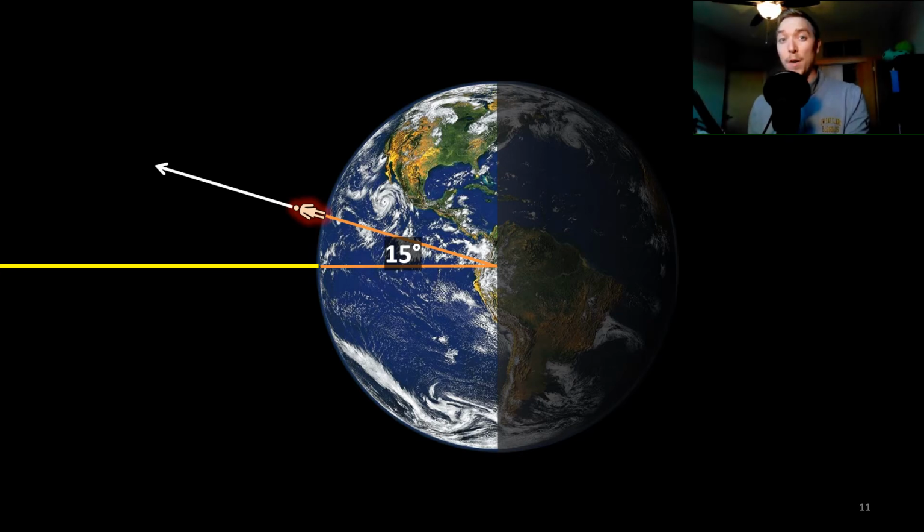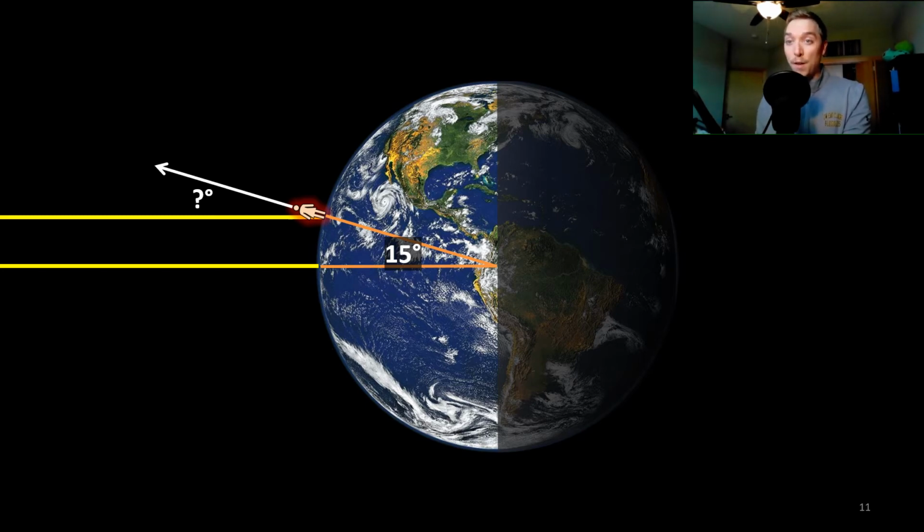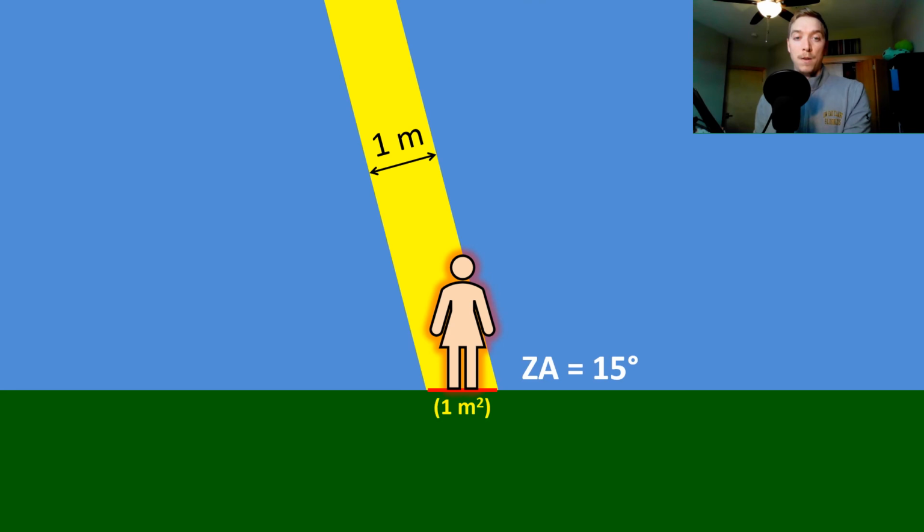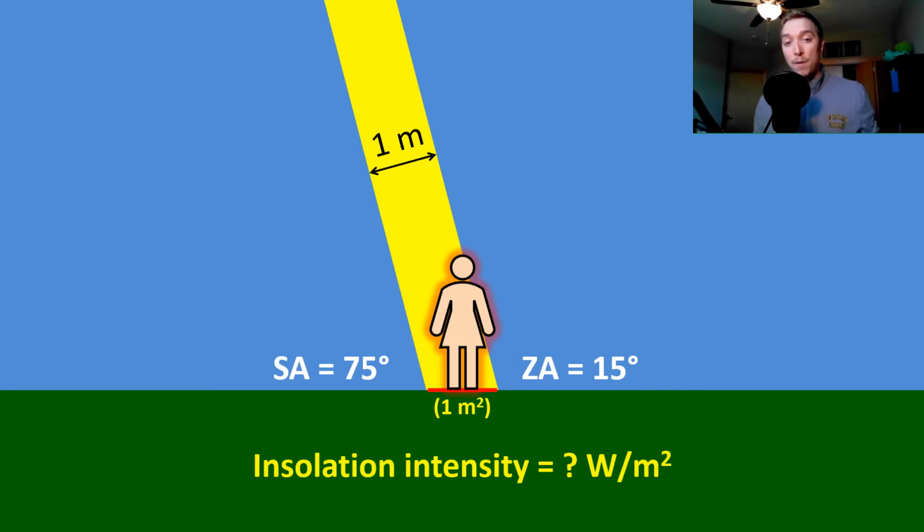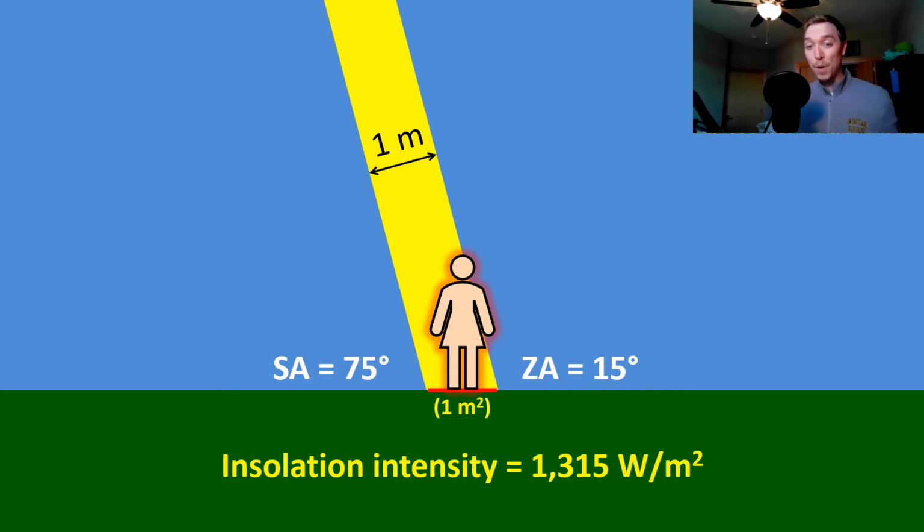So then what is our sun angle here? We don't know yet. So we can say 90 minus the zenith angle, that should tell us our sun angle. It ends up being 75 degrees. So then what is our insolation intensity? Go ahead and pause the video here and try to figure it out on your own. Take that solar constant and then whichever you prefer, the sine or the cosine, and try to figure it out. You get 1,315 watts per meter squared. All right, let's try another one.